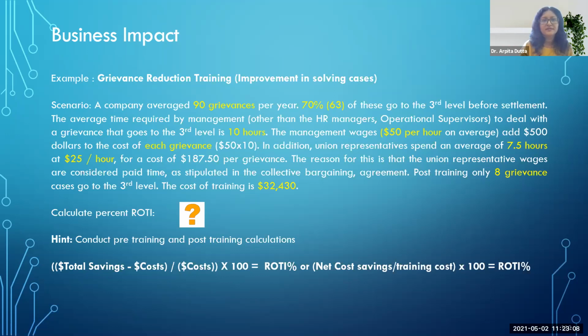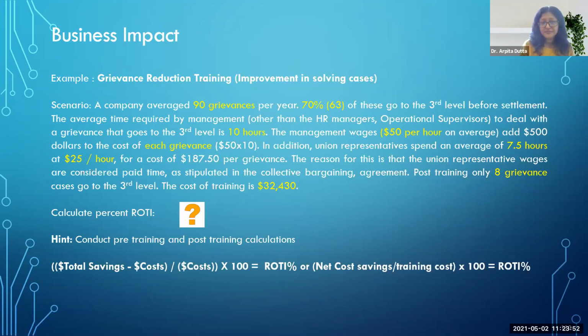Now you see the numbers in this problem. The company averaged 90 grievances per year, 70%, that is 63, of these go to the third level before settlement. The average time required by management, other than the HR managers, operational supervisors, to deal with a grievance that goes to the third level is 10 hours. The management wage is $50 per hour on average, which adds $500 to the cost of each grievance.